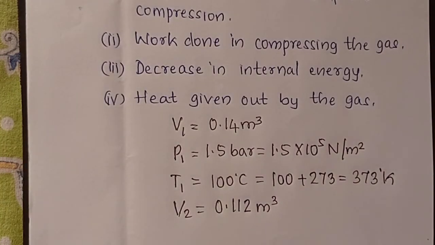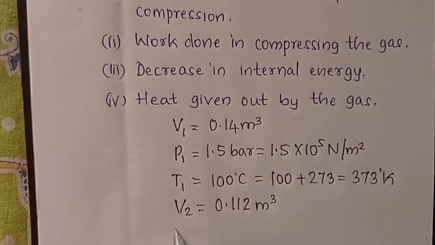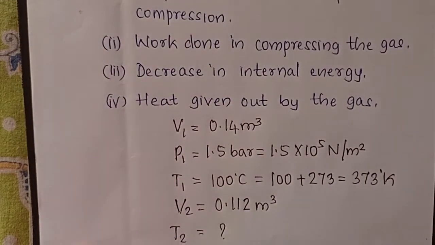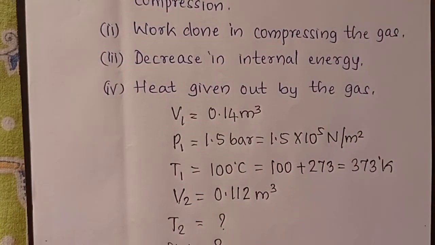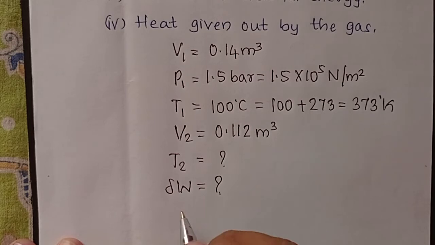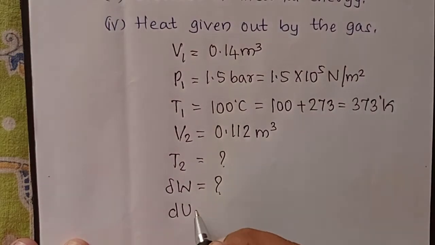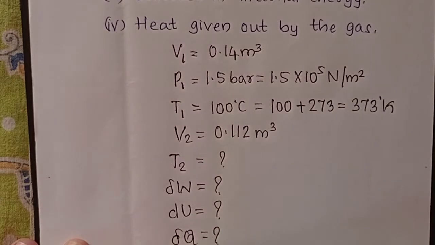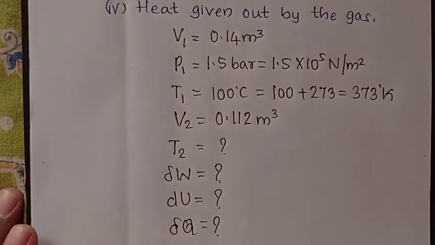We need to find out what we need to find out. We need to find out the value of temperature at the end of the compression, that is T2. Then work done, dou W. We need to find out T2, then dou W, then a decrease in internal energy, that is du, and then heat given out by the gas, dou Q. So these things we need to find out in the problem.